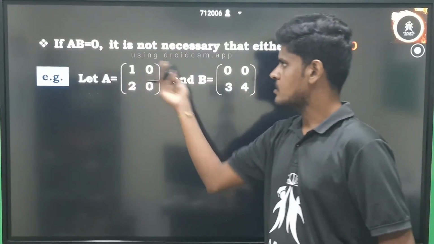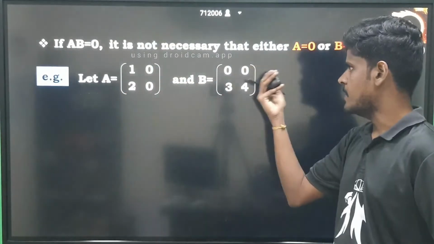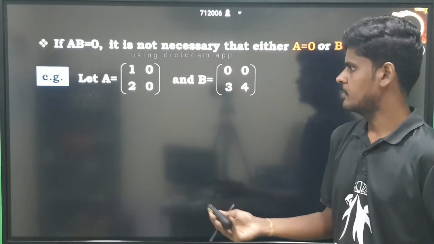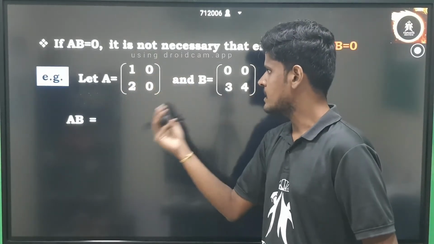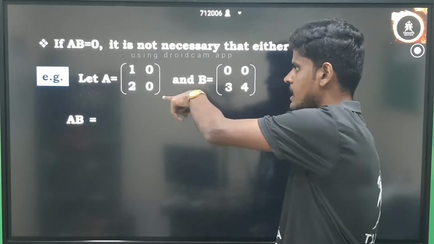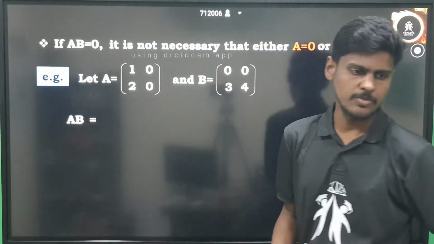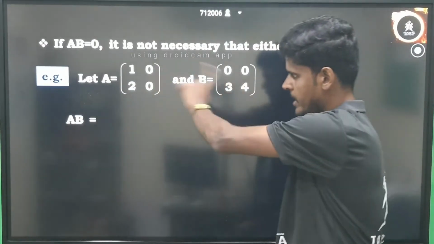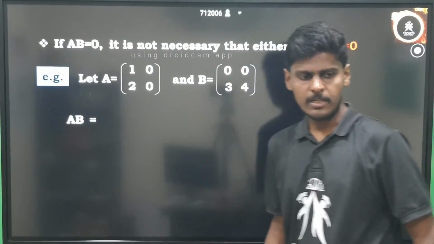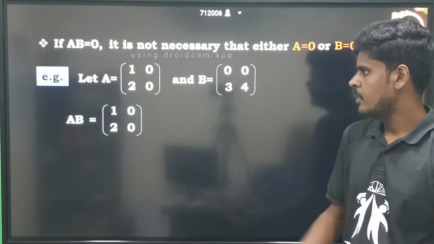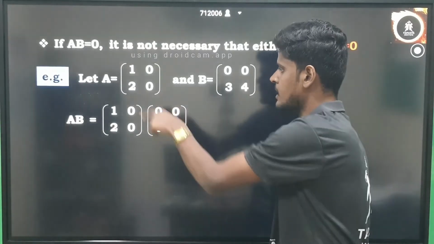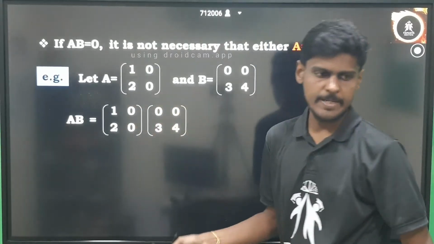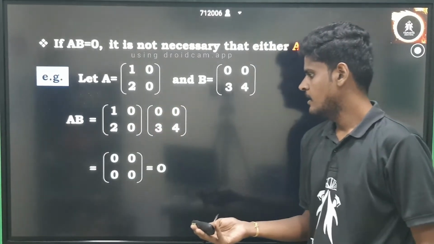A is the matrix 1 0 2 0 and B is the matrix 0 0 3 4. Now what is AB, students? AB is nothing but multiply this. What is the order? 2 cross 2, 2 cross 2, 2 by 2, 2 by 2. So AB matrix will also be of order 2 by 2. A into B. How to multiply? First row, first column. First row, second column. Multiply the corresponding elements and add.